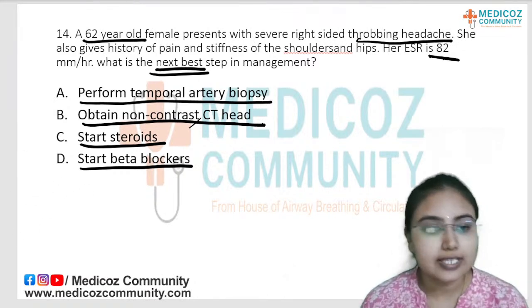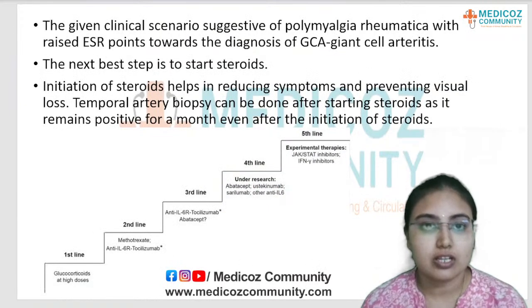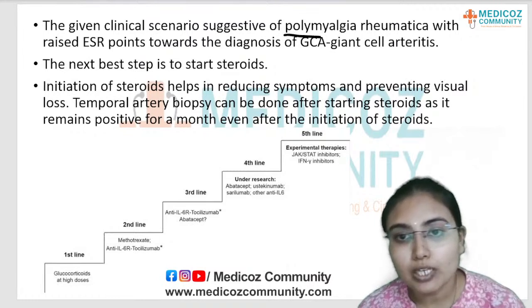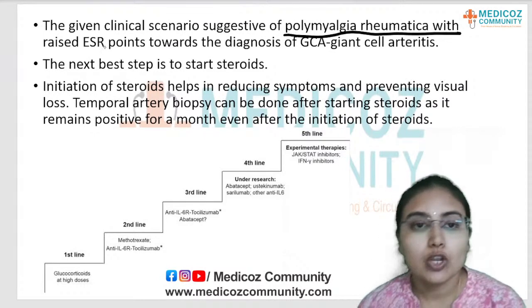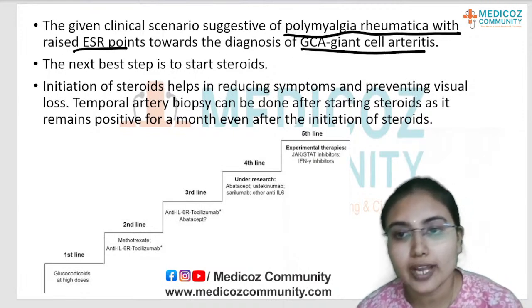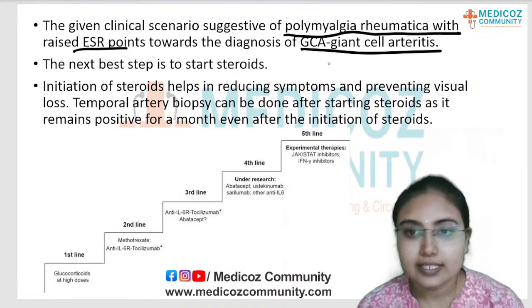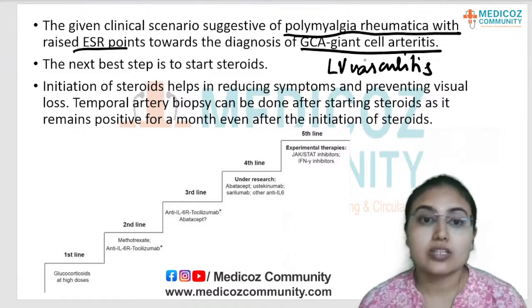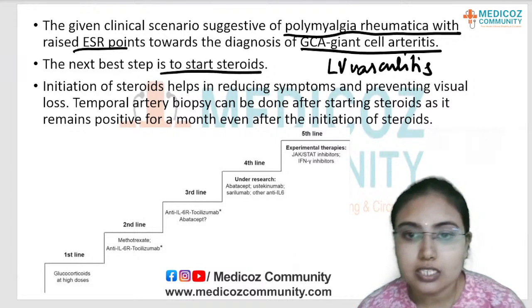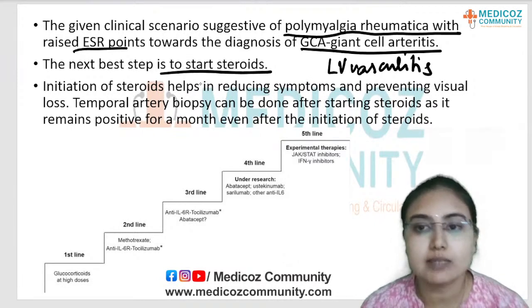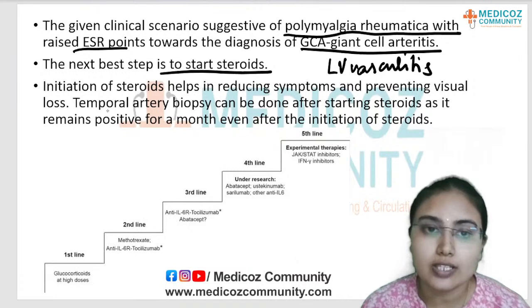All right. So what is the diagnosis of this patient? This given clinical scenario is suggestive of polymyalgia rheumatica. With raised ESR, it points towards what? GCA, giant cell arteritis. It is a large vessel vasculitis. All right. So the next best step is to start steroids. See, initiation of steroids helps in reducing symptoms and preventing visual loss.